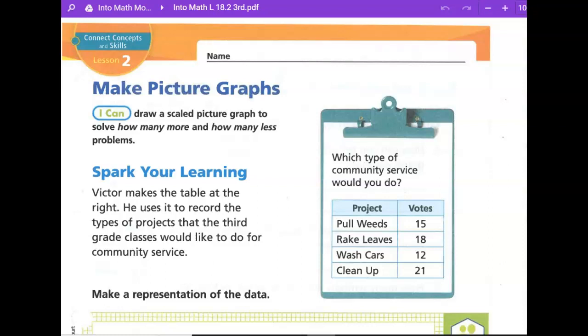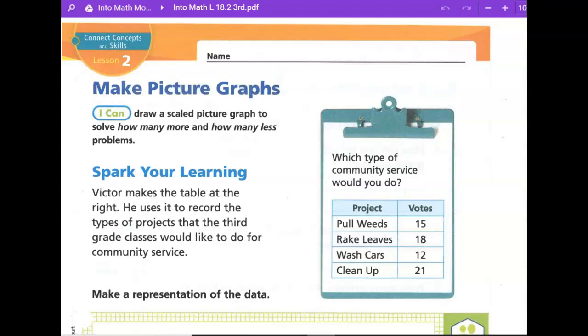Today we're looking at math lesson 18.2, make a picture graph. Yesterday we read picture graphs. Today we're going to make them. I can draw a scaled picture graph to solve how many more and how many less problems.